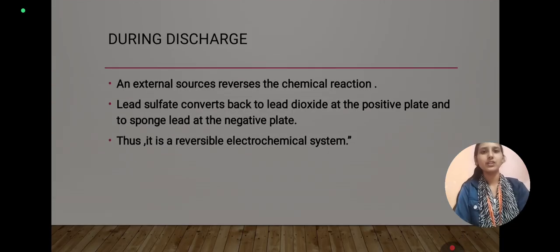Here, discharge is the process in which the chemical energy stored in the battery is converted into electrical energy supplied to the external circuit. During charging, an external source reverses the chemical reaction. Lead sulfate converts back to lead dioxide at the positive plate and spongy lead at the negative plate. This reverse reaction makes the lead acid battery a reversible electrochemical system.